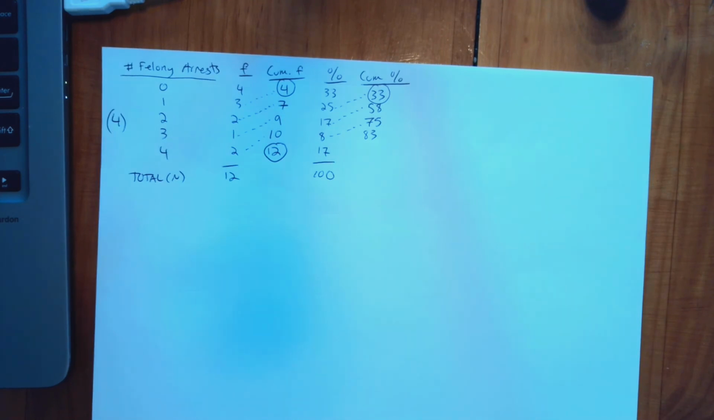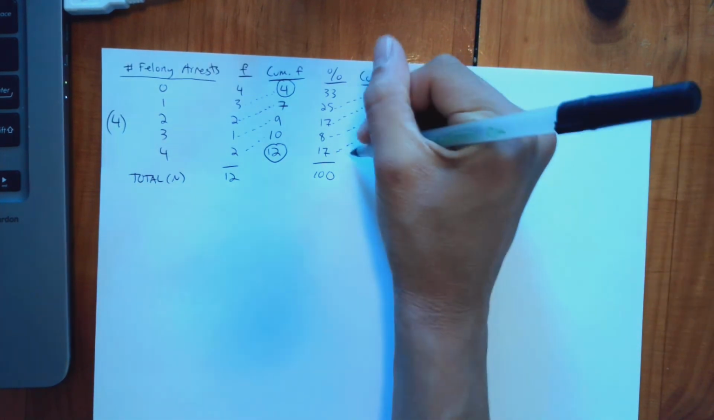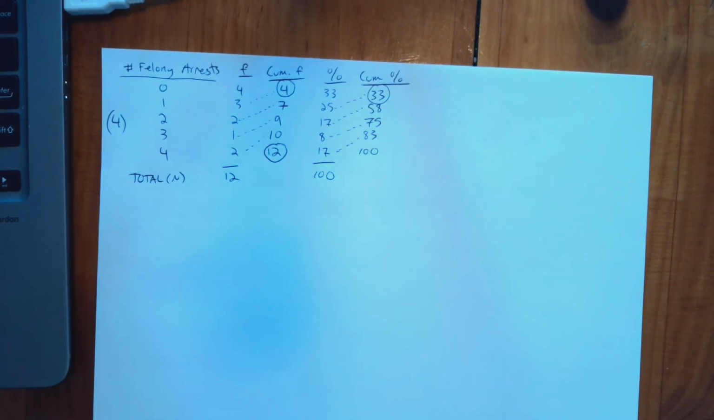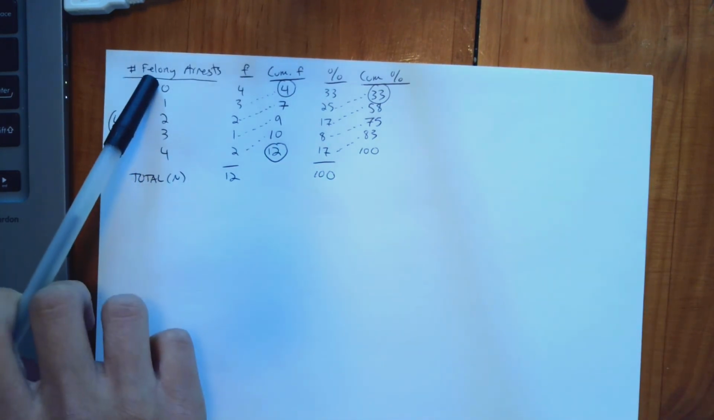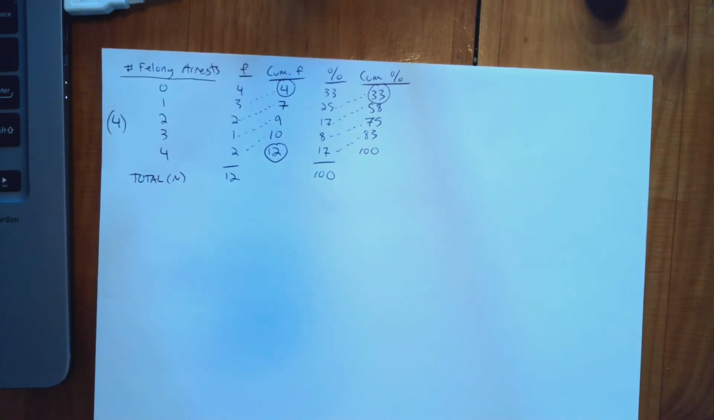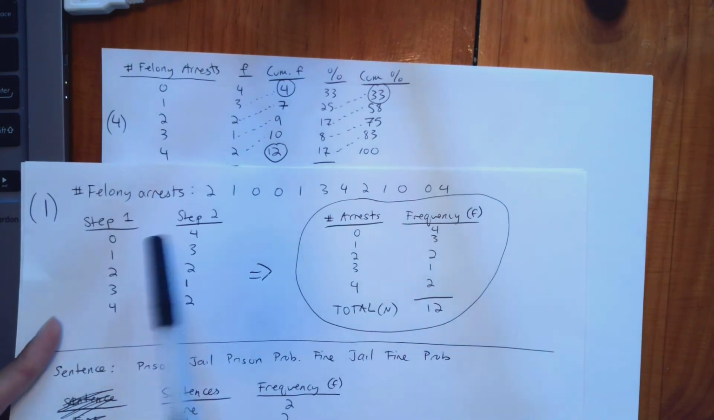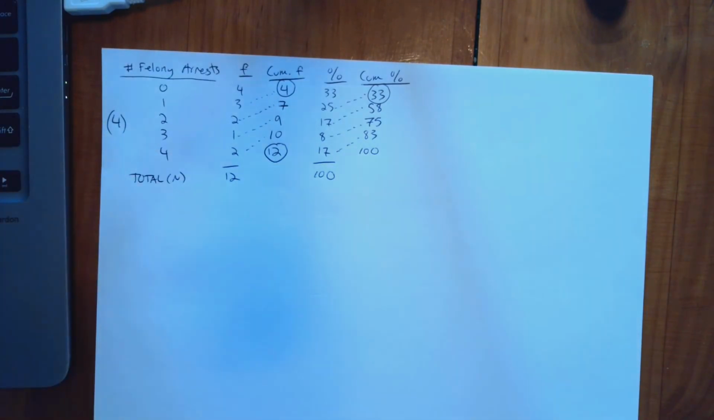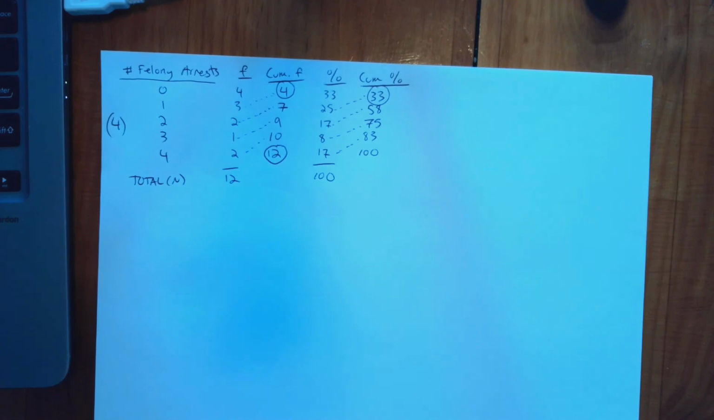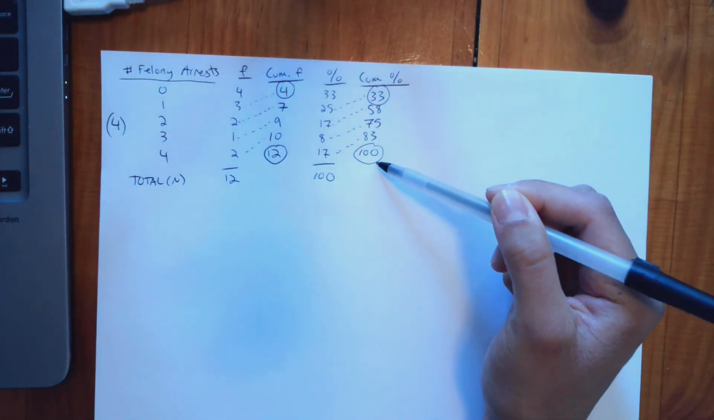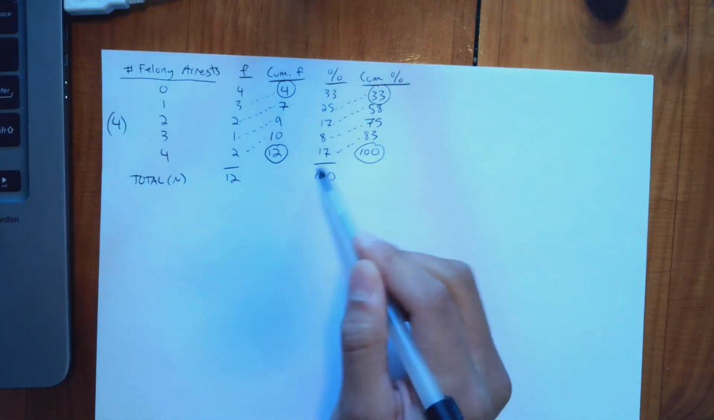And finally, we'll get to our last number here. And if we add this up, we get 100. So this should make sense, right? 100% of the people in the sample, in other words, everybody, had 4 or fewer felony arrests, which is what you see when you look back at our original data here. 100% of the sample has 4 or fewer arrests. And just to double check, our final number in our cumulative frequency column is going to be equal to our total, which is 100%.